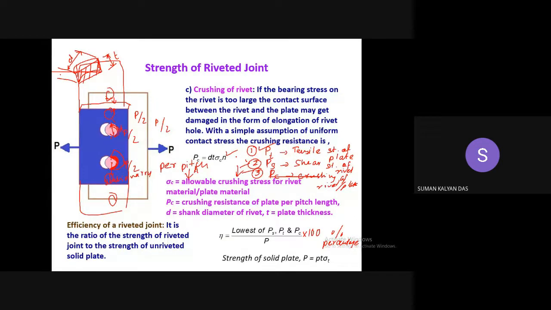Sometimes what happens is, in the machine design book by Bhandari or whatever you follow, you may see that in a particular joint, suppose a joint is there, and suppose like this, suppose total 5 rivets are there.